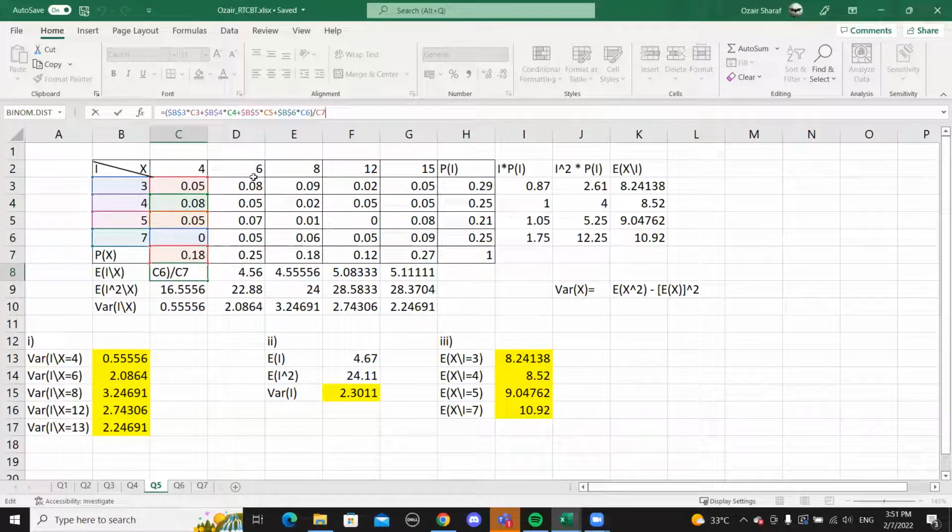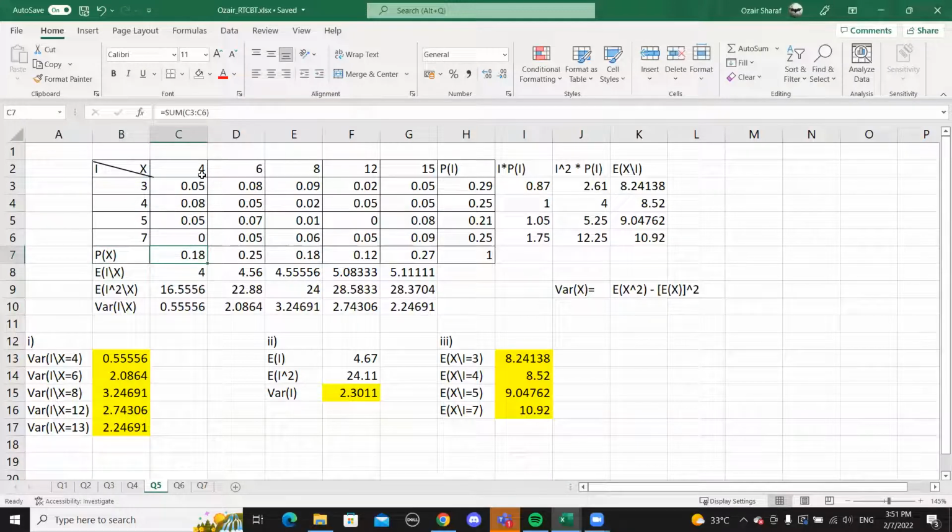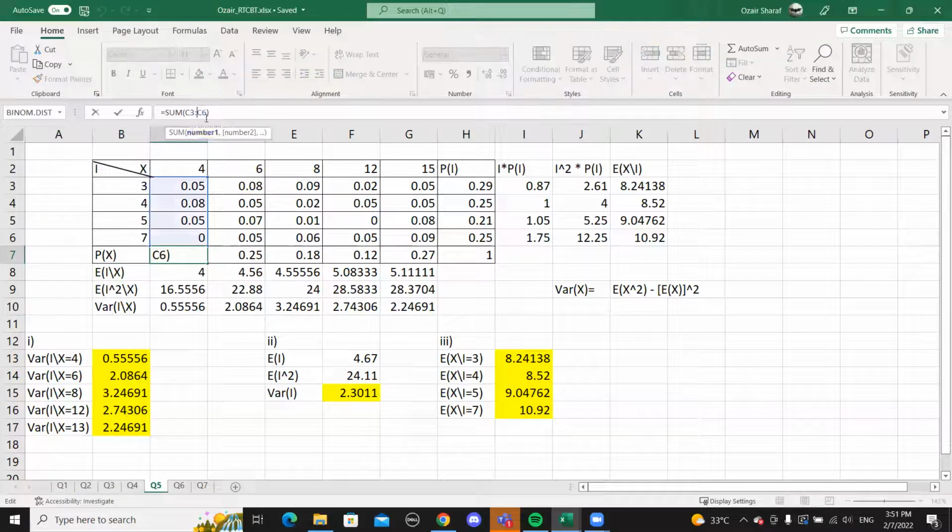0.8, because the probability has to equal 1, so the correction is needed. So how is this value obtained? It is simply the summation of this value, 0.05, 0.08, 0.05, and 0, and you get the probability of x equals 4.